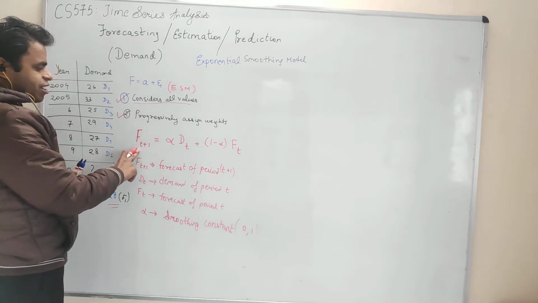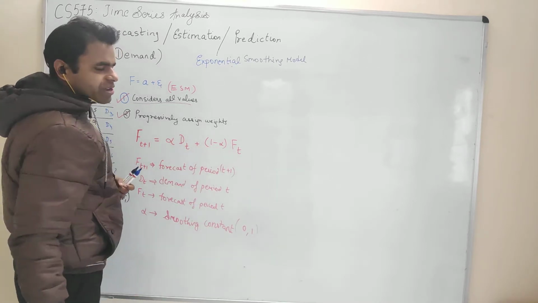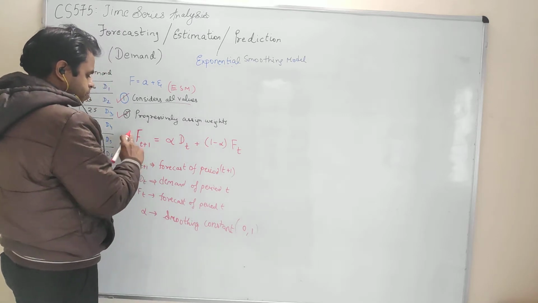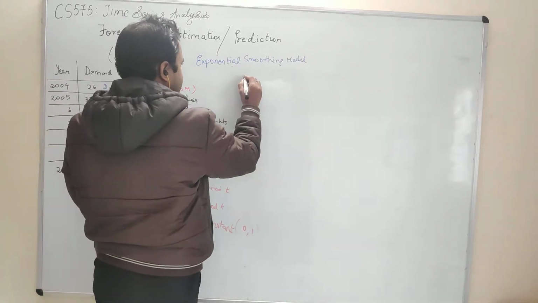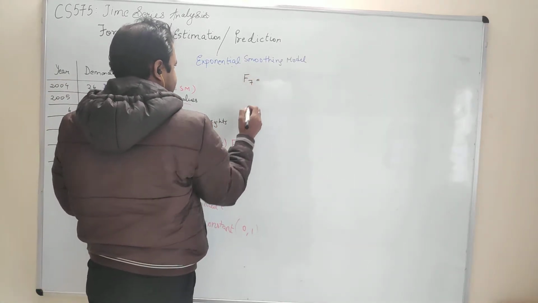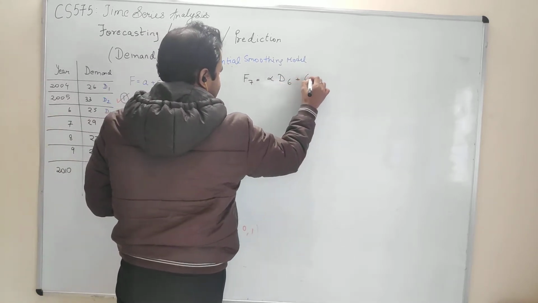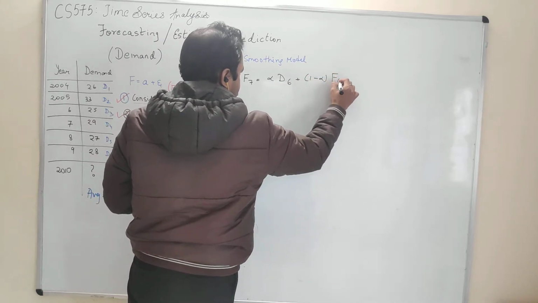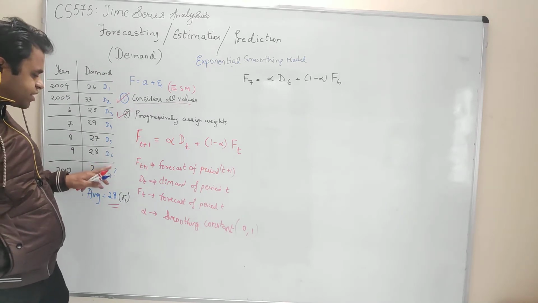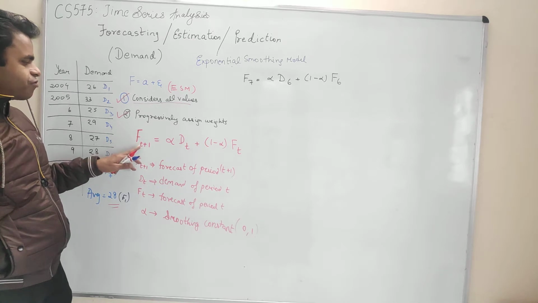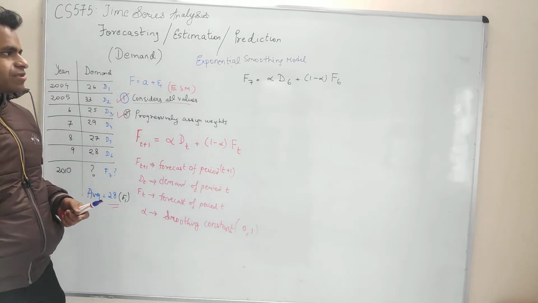So this is our formula. F(t+1) is alpha times the demand at time t, plus (1 minus alpha) times the forecast at time period t. In this we have 6 demands, demand 1 to 6. So we derive this formula that F7 is equal to alpha d6 plus (1 minus alpha) F6. We put t equal to 6 here because we have the value for demand 6 and not 7. So the forecast of 7 is alpha d6 plus (1 minus alpha) F6.